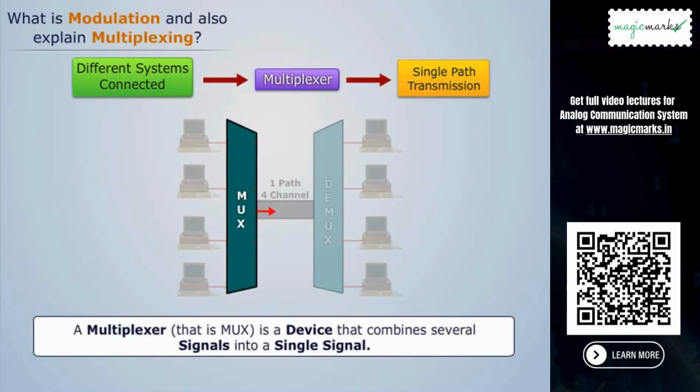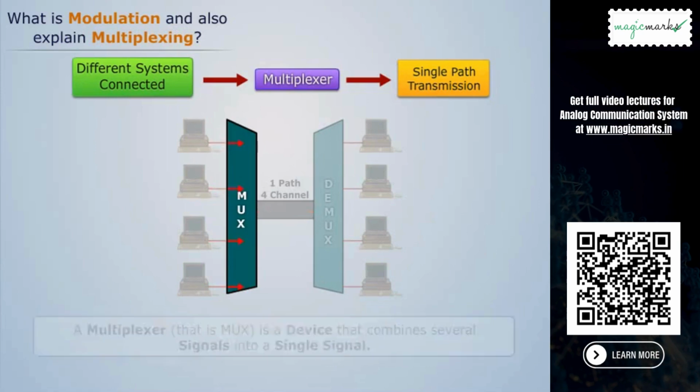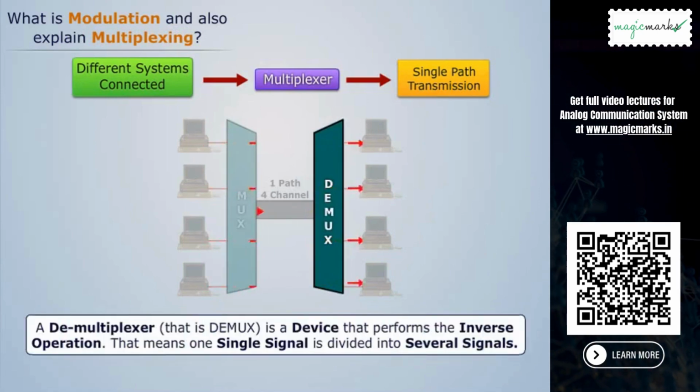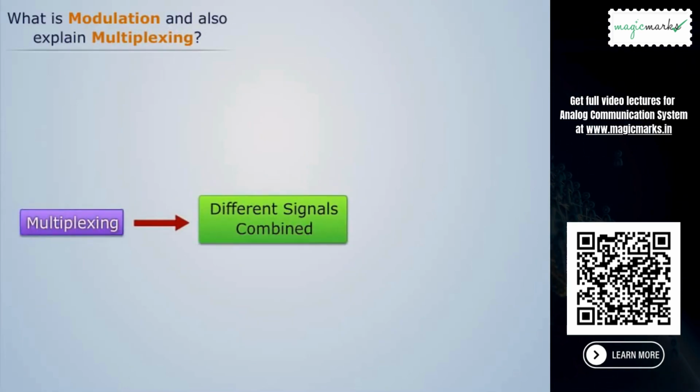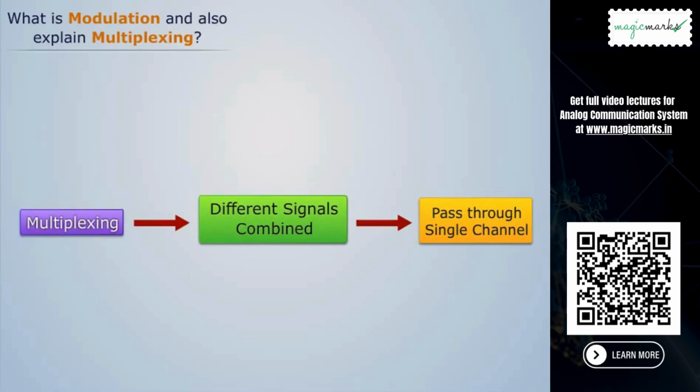A multiplexer is a device that combines several signals into a single signal. A demultiplexer is a device that performs the inverse operation. That means one single signal is divided into several signals. Multiplexing is a technique by which different signals are combined together to pass through a single channel instead of many channels.